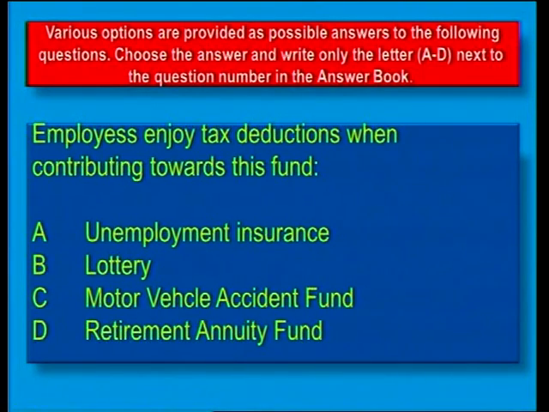Right. Start by eliminating the obviously incorrect answer. It jumps out at you. And so we're waiting for you to SMS the answer. The clue here is enjoys tax deductions. Bongani High. Melanie, we've got an answer from Bongani High. And they say it's D. I wonder if there's another school that will perhaps respond with another answer. Bongani High says D, retirement annuity fund.